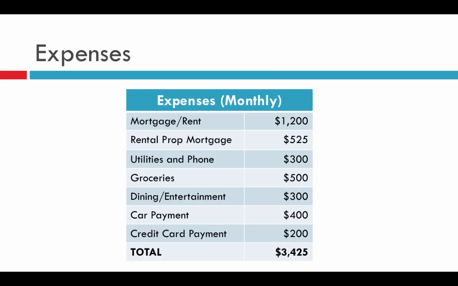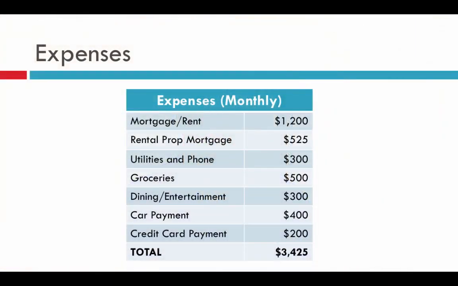Now let's flip over to the expenses side of the cash flow statement. Think about every bill you pay, everything you buy, every dollar you spend. Most of us have a mortgage or rent to pay for where we live. This person's mortgage is $1,200. This person also had a rental property, you'll recall, and they spend $525 on the mortgage for that property. We've got utilities and the phone bill, that's $300 a month.